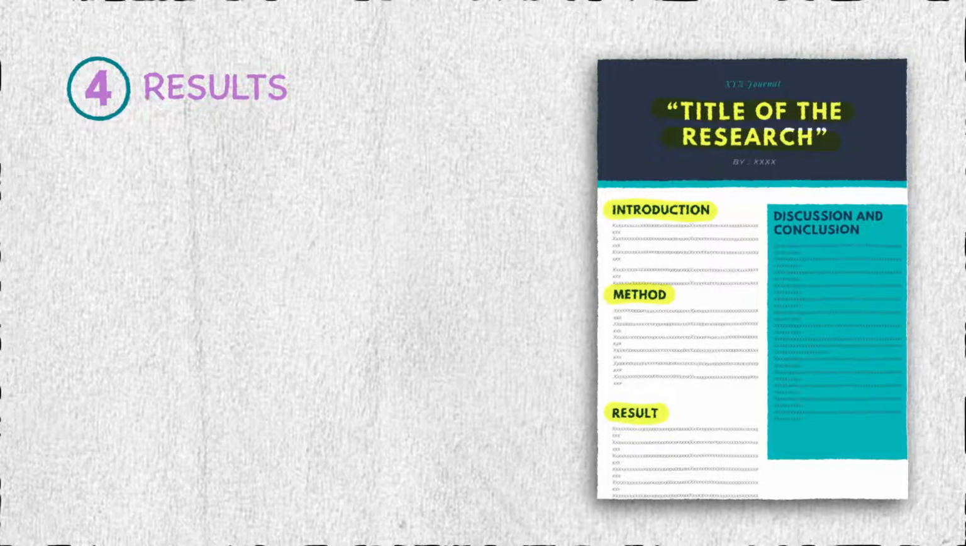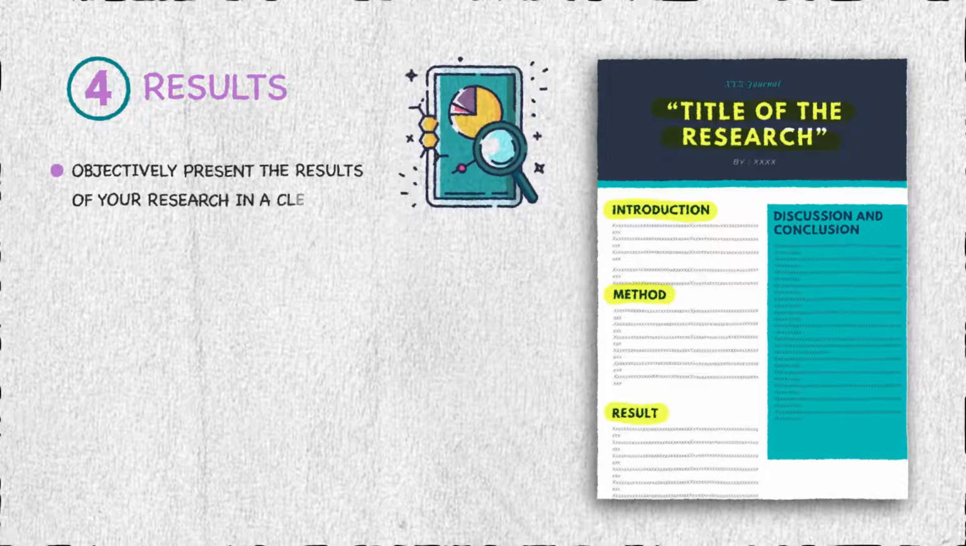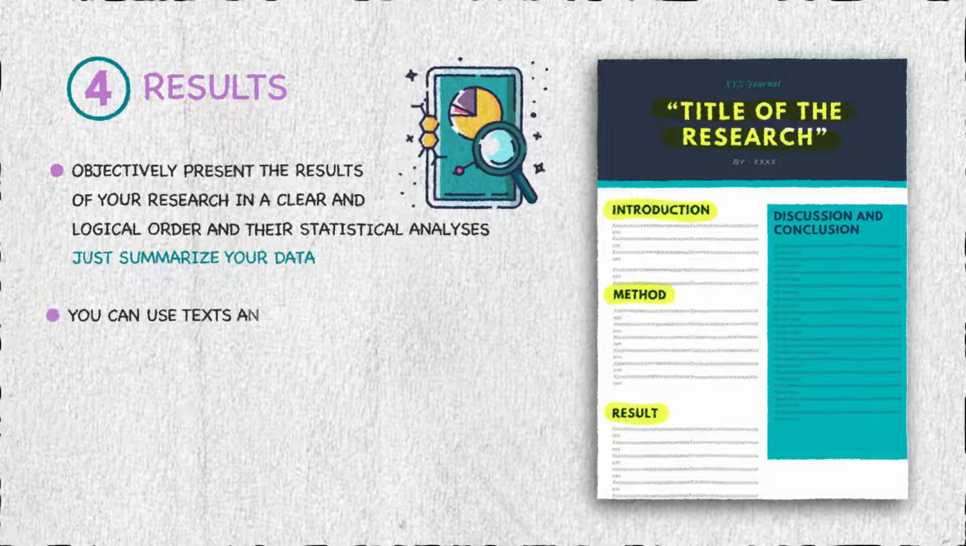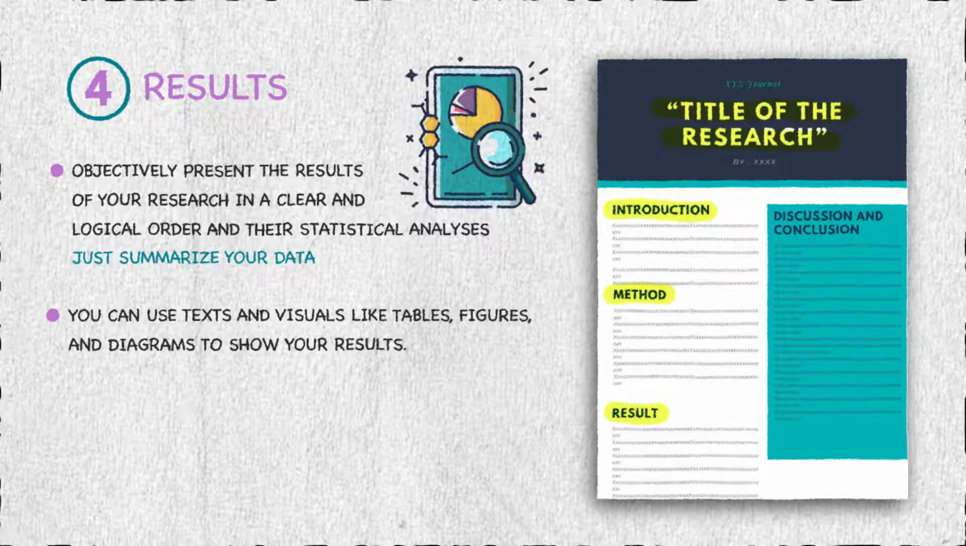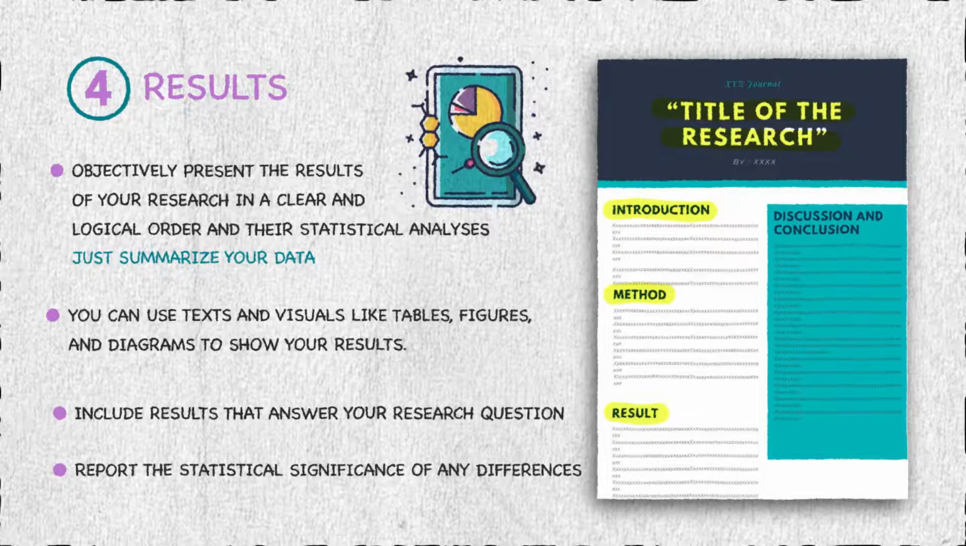This section will simply contain the raw data to make the results accessible to the readers. So objectively present the results of your research in a clear and logical order and their statistical analysis, without interpreting the results or mentioning other research. So just summarize the data. You can use text and visuals like tables, figures, and diagrams to show your results. Include results that answer your research question and report the statistical significance of any differences.